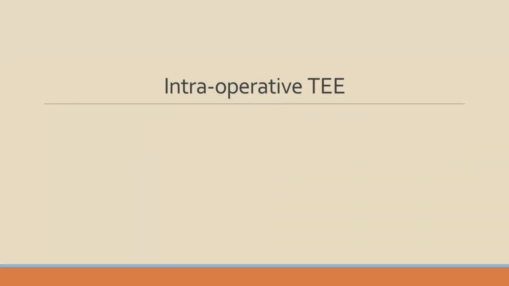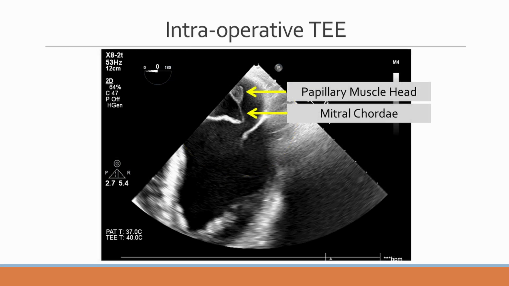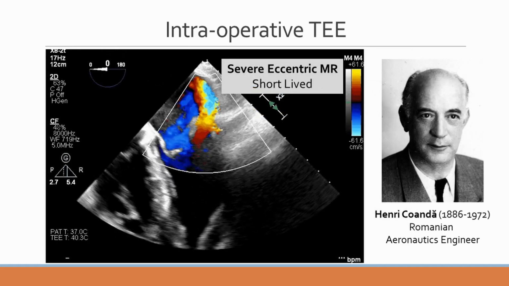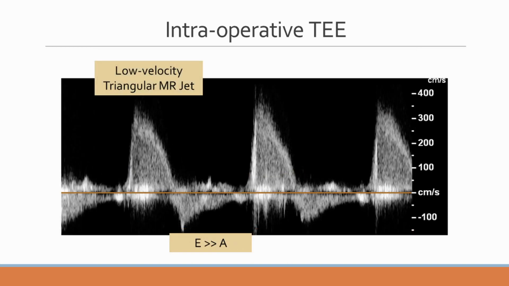What do we see in the OR? Again, a large piece of meat. There's a ruptured posteromedial papillary muscle, mitral chordae, and the piece of meat. And then again, the Coanda effect, severe mitral regurgitation. As you know, this papillary muscle has a single vascularization, leading to a high incidence of this in this type of myocardial infarction.